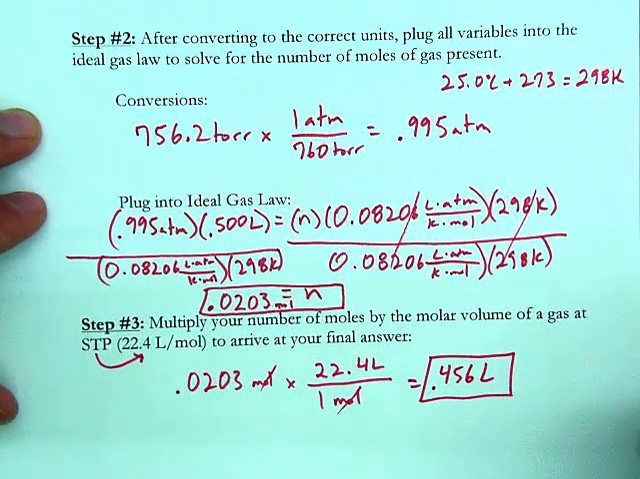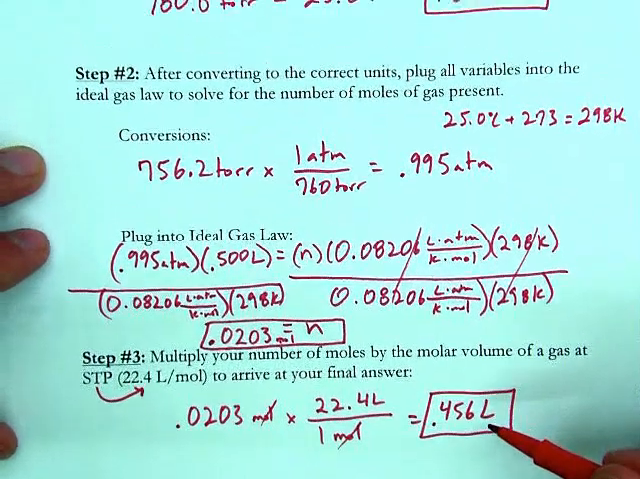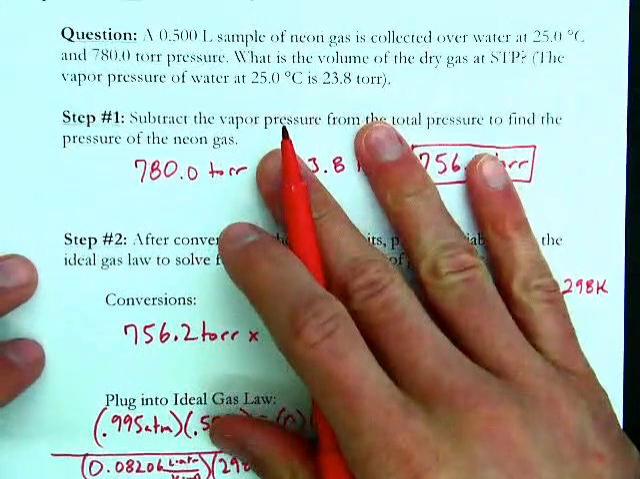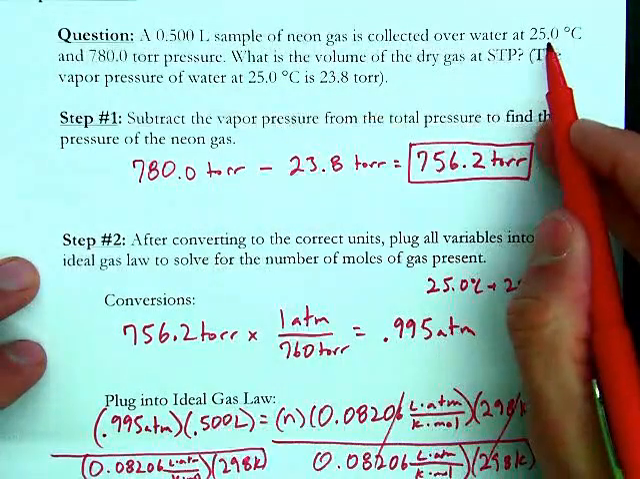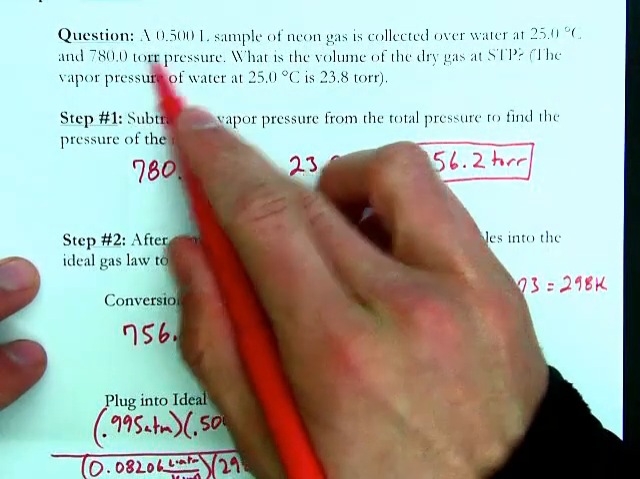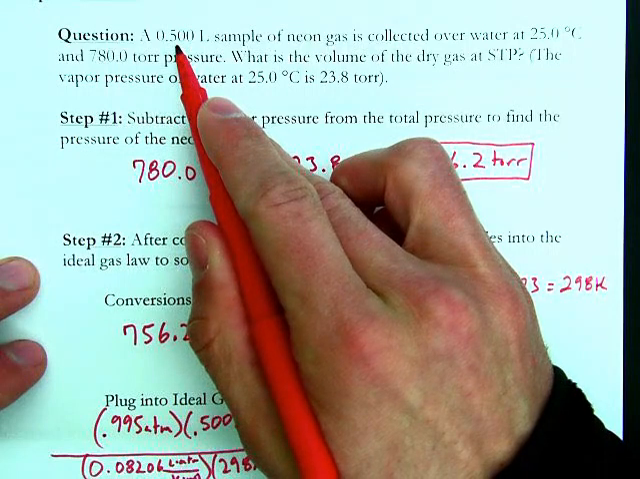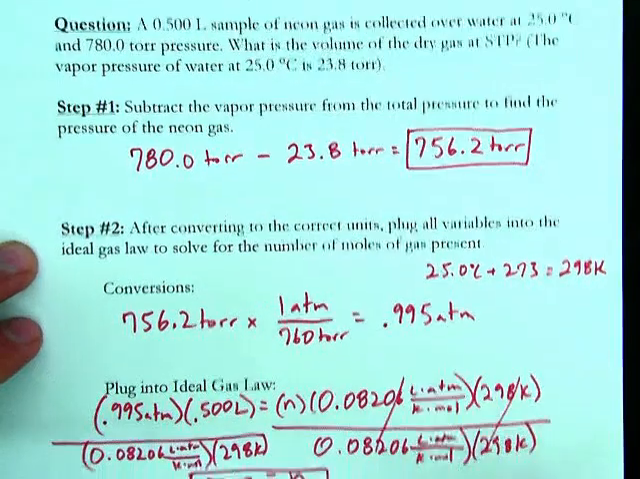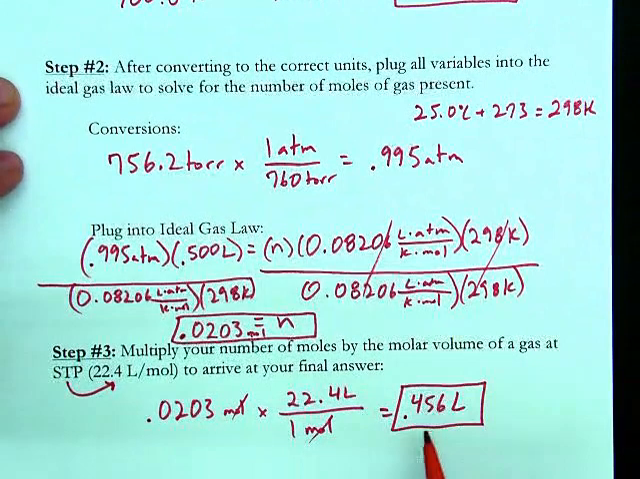So if we sort of just compare what we have, what it's saying is this gas, when we collected it at this temperature and this pressure, had a volume of 0.5 liters. They wanted to know what the volume would be at a different set of conditions. So we had to solve for moles, and you can see that at a different set of conditions, the volume is a little smaller.